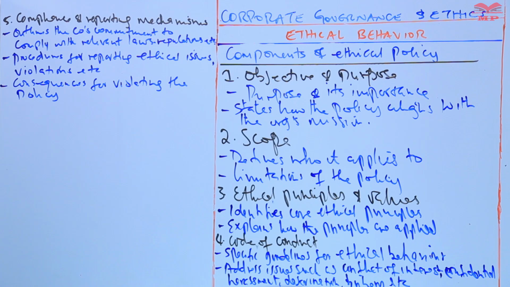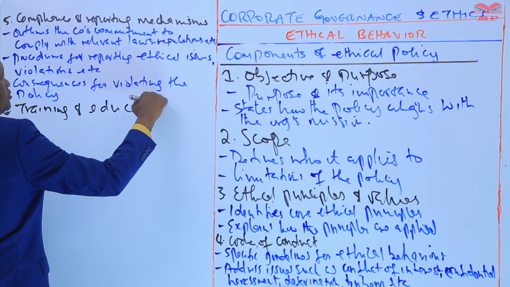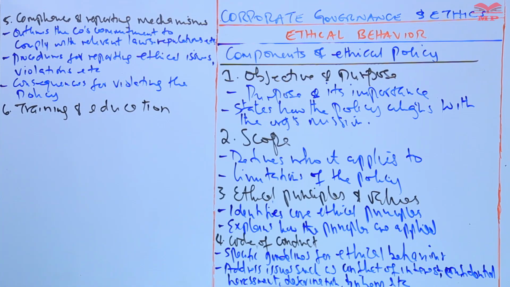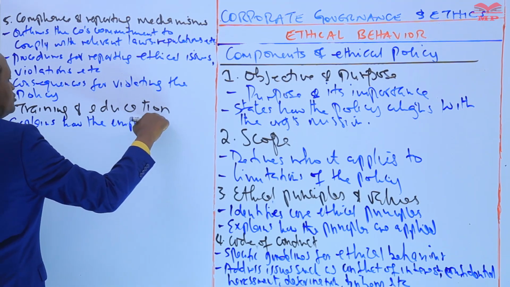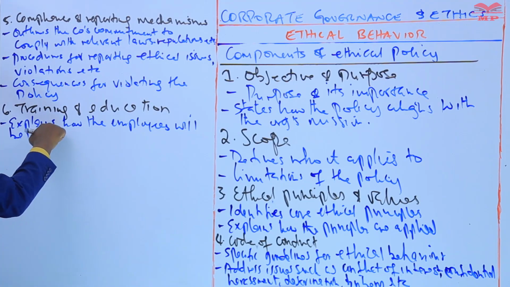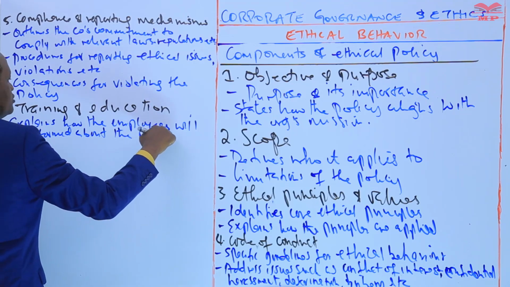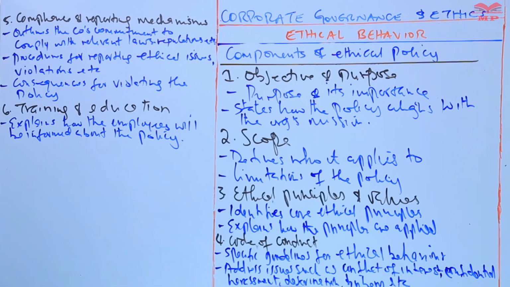Another component of an ethical policy is training and education, number 6. This section describes the organization's commitment to providing ongoing training and education on ethical issues. It explains how the employees will be informed about the policy.